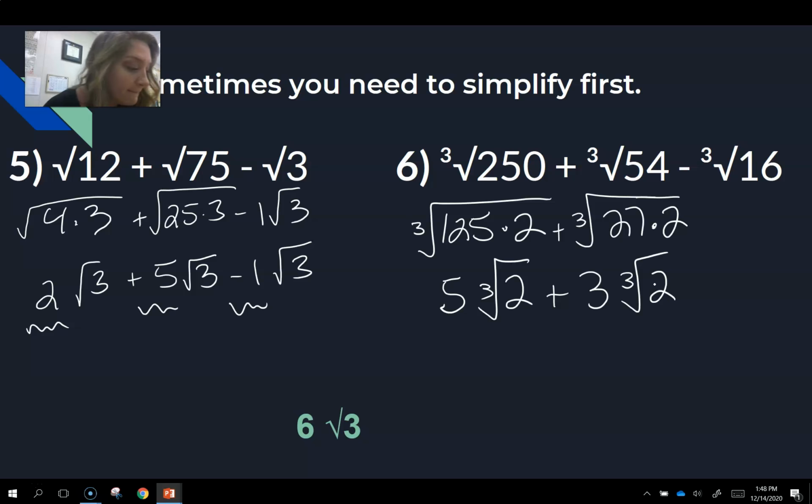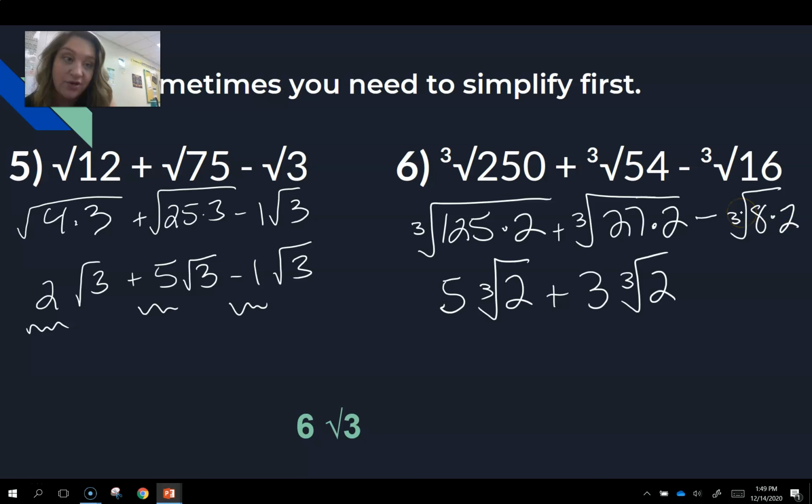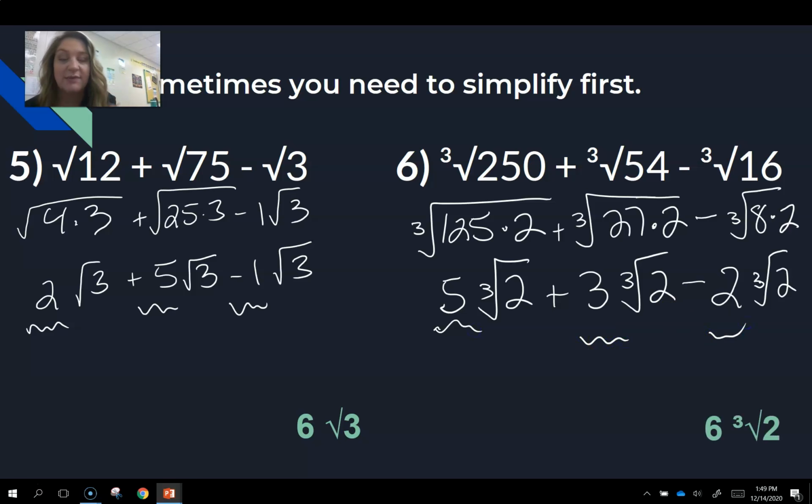All right. Then I have the cube root of 16. There's a negative outside, so negative. I'm going to break that apart to be 8 times 2 because the cube root of 8 is 2. Now the minus sign does come down. Cube root of 8 is 2, and I still have the cube root of 2. So 5 cube root 2 plus 3 cube root 2 minus 2 cube root 2. All of them have a cube root of 2. So 5 plus 3 gives me 8 minus 2 gives me 6. So that one's going to be 6 times the cube root of 2.